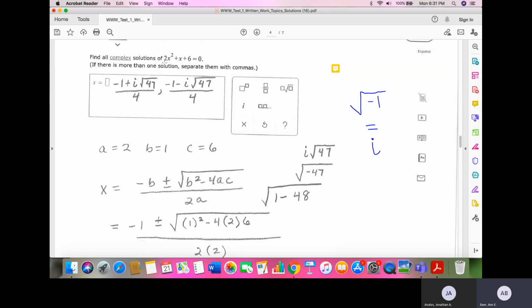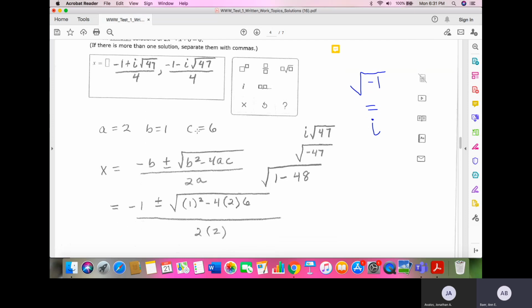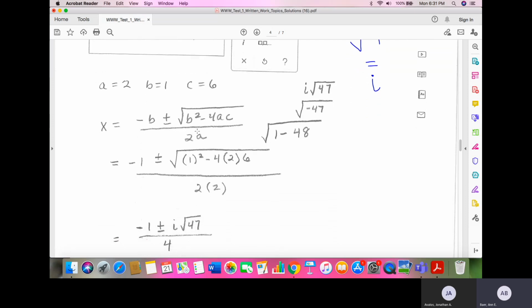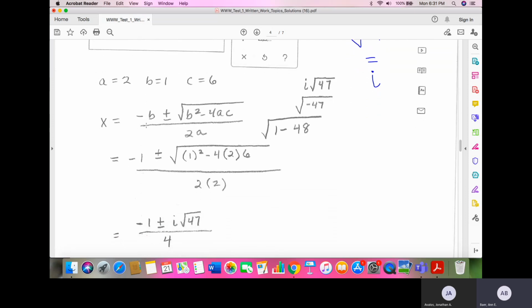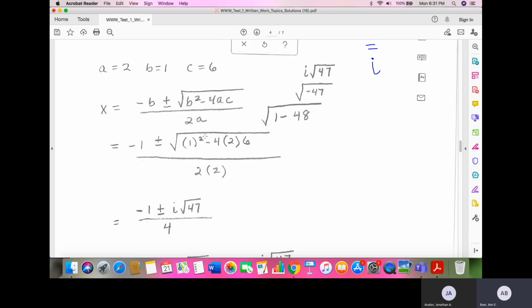So let's identify our A, B, and C in the quadratic formula. Since this is written in descending power order, our A is 2, our B is an understood 1, and our C is 6. So we're going to use the quadratic formula. X equals -b plus or minus the square root of b squared minus 4ac, all over 2a.